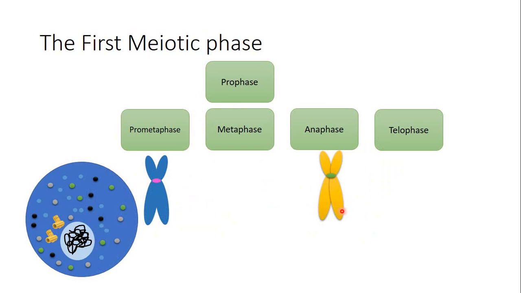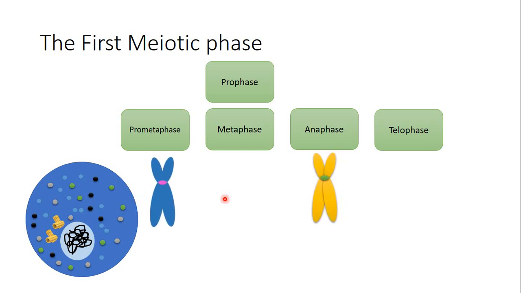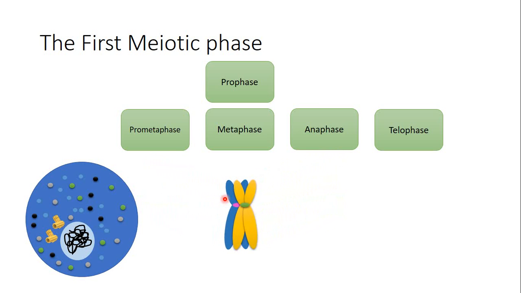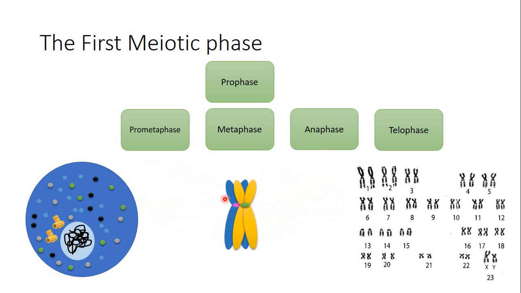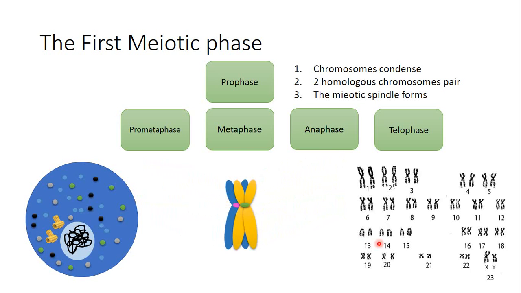So these are the 2 chromosomes. This is one pair of the chromosomes. This is the maternal and this is the paternal one. In the prophase, these 2 chromosomes pair together. So first of all, we have the DNA condensation, and then we have the chromosomes pairing together, like this. So every 2 chromosomes will be paired together. So we have the chromosomes condensed, and then every 2 homologous chromosomes pair, and then the meiotic spindle forms.